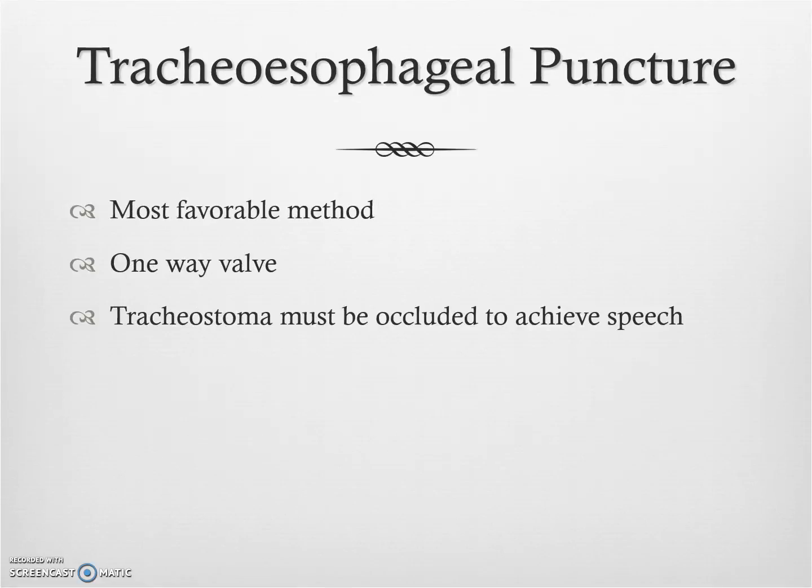The tracheoesophageal puncture is the most favorable method as it involves a one-way valve that is placed from the trachea into the esophagus. This allows for esophageal speech to be achieved using air supply from the lungs. This allows the patient to have the most natural-like speech and have regular conversational utterances. The tracheostoma must be occluded when speaking to achieve audible speech.